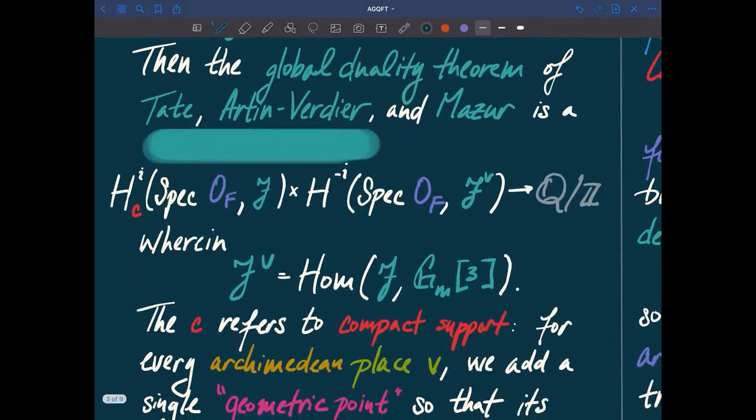And then the statement is the global duality theorem. I've ascribed it to Tate, Artin, Verdier, and Mazur because those are the places where I know that it's written down, but I'm prepared to be corrected on this. In any case, it's a perfect pairing.